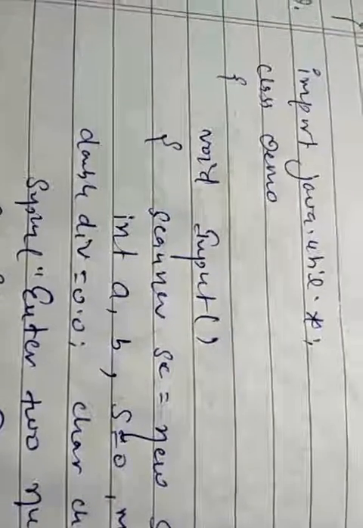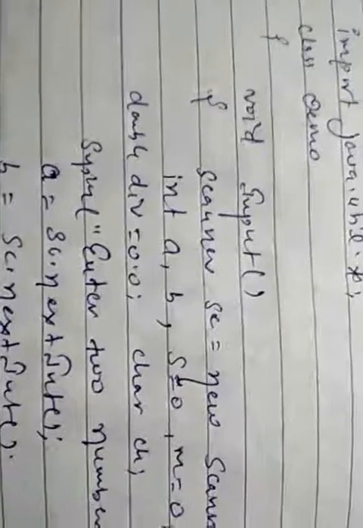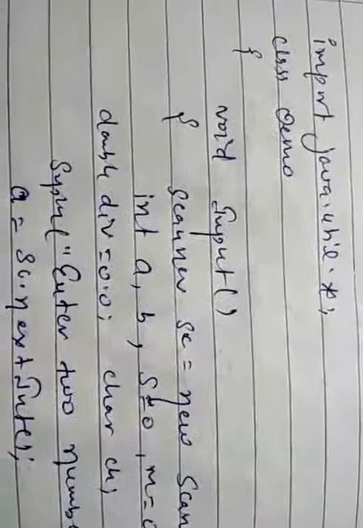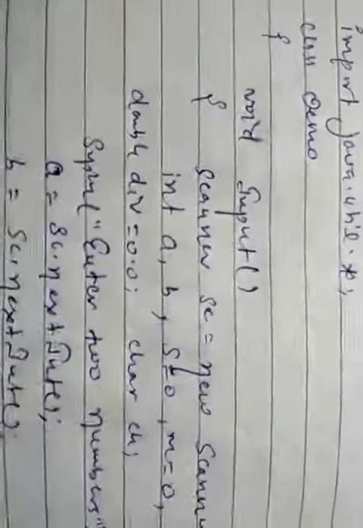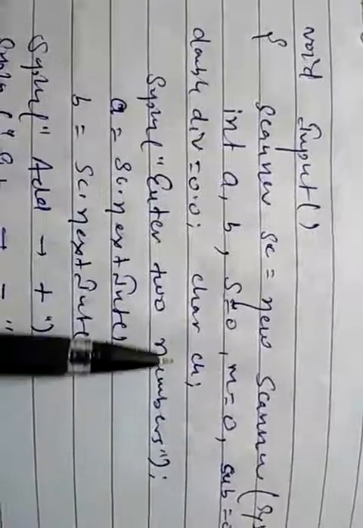Now question number 28. So this is an easy question. We have to perform the addition, subtraction, multiplication and division based on the user choice of two numbers. But in this program the new thing is that the choice should be a character. So import java.util.* class demo, void input, Scanner sc = new Scanner(System.in), integer a, b for two numbers, s for sum, m for multiply, and d for subtraction. Division we are taking in double and the choice we are taking in character.